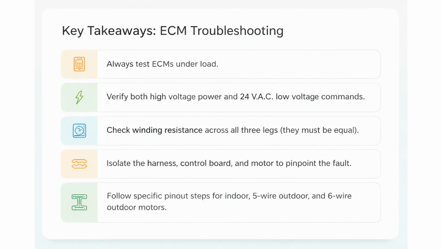That brings us to the end of our comprehensive look at ECM motors. Let us quickly recap the most critical takeaways. Always test these motors under load. Systematically verify your high voltage and low voltage signals, and check that winding resistance is equal across all 3 legs. By isolating the harness, the board, and the motor, you can accurately pinpoint any fault.